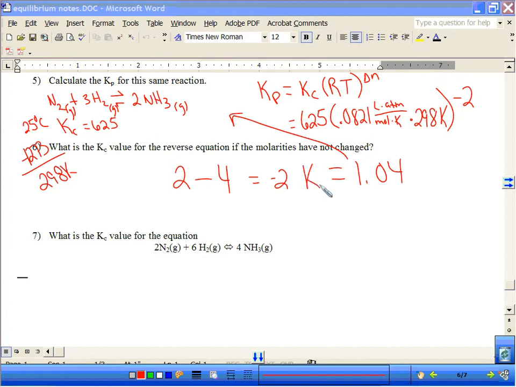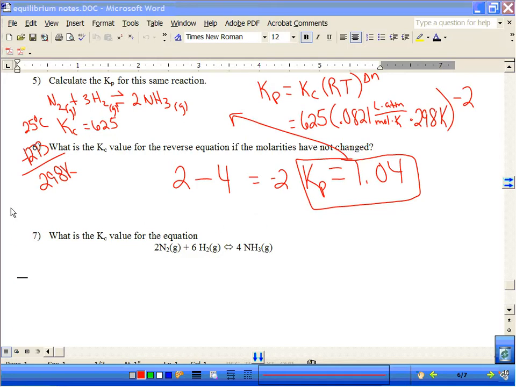Again, this is called Kp, which is for pressure. It's really close to 1. What that means is the pressure at equilibrium for these gases is going to be really close to each other, so not really much favored as far as pressure is concerned. There's going to be about as much pressure of ammonia as there is of the other two. And that's called the Kp.